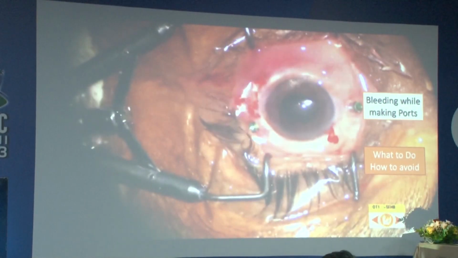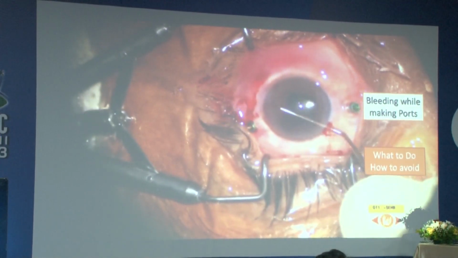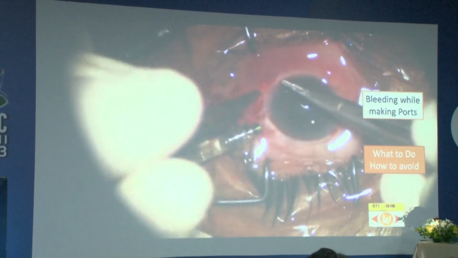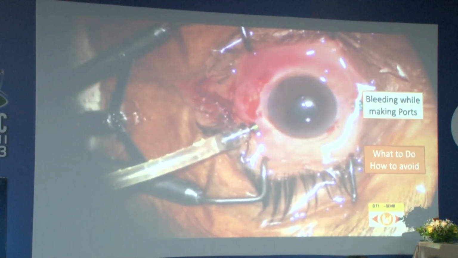You mean bleed in intravitreal? Bleed in the anterior chamber, yeah. So when I'm making a port, as you can see, there is a bleed in the anterior chamber, and then I have to take the port out and then try again. So what can be the reason in this case?